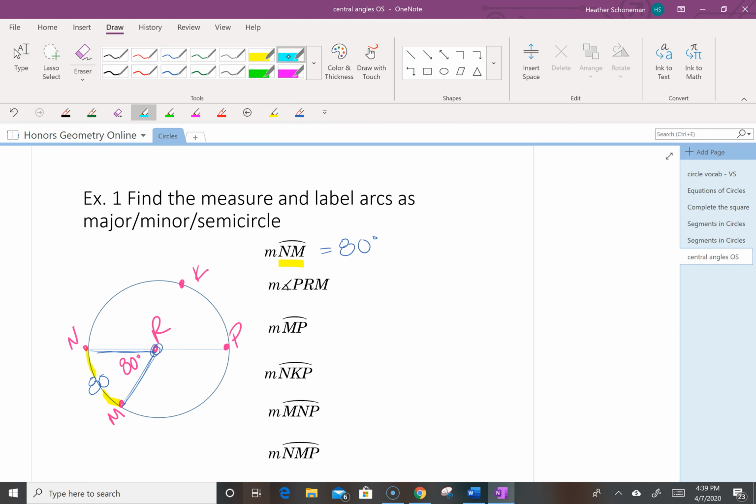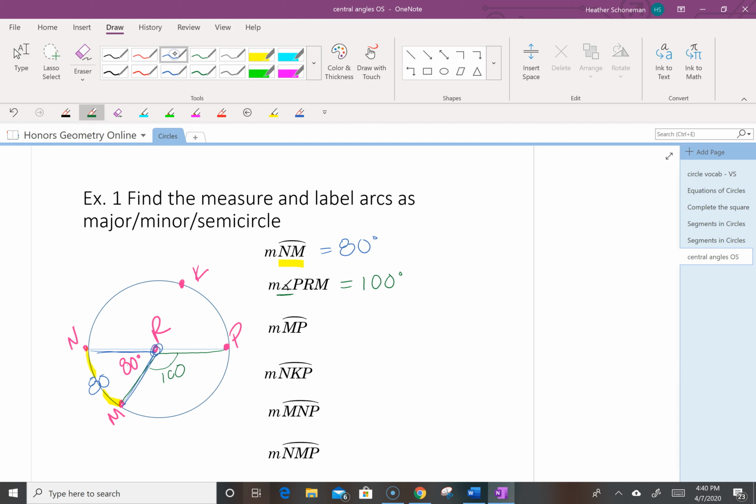Okay, let's try another one. Well, now they want PRM. Well, PRM is an angle. Notice the notation is different. So P to R to M right here. So they want this angle. Well, these two together, the left and the right, are a linear pair. So that means this one has to be 100.